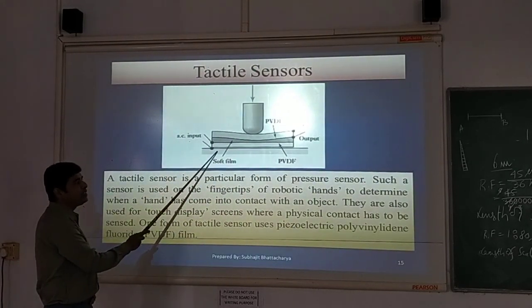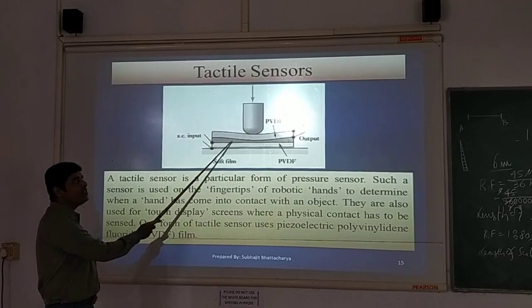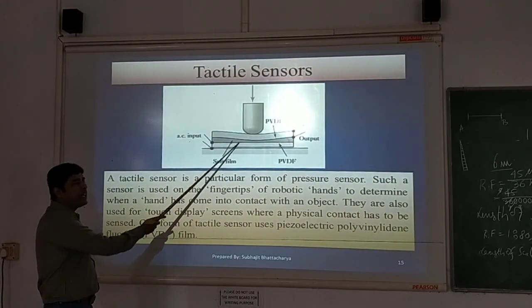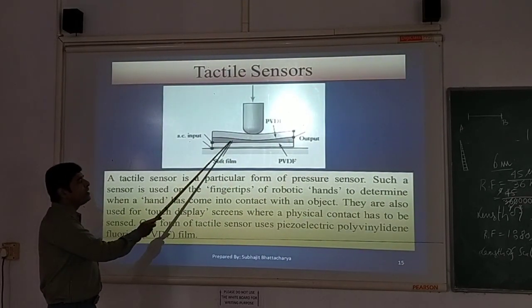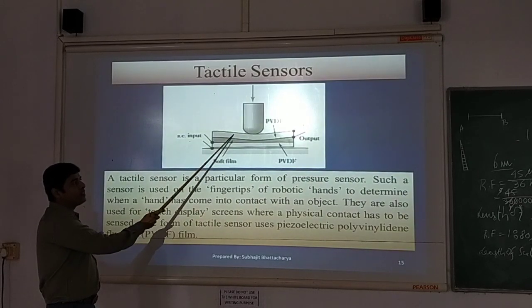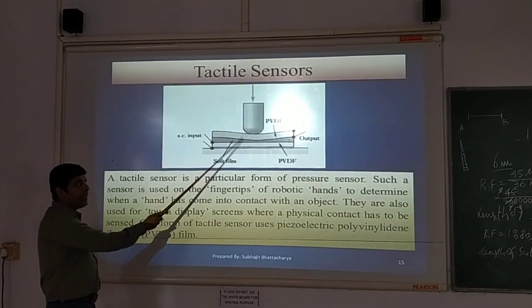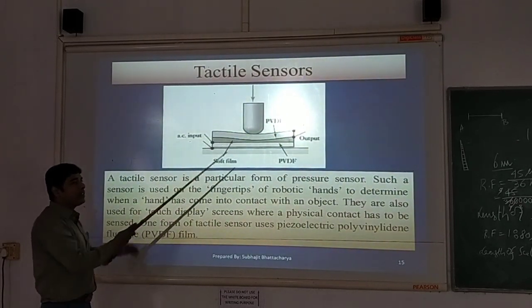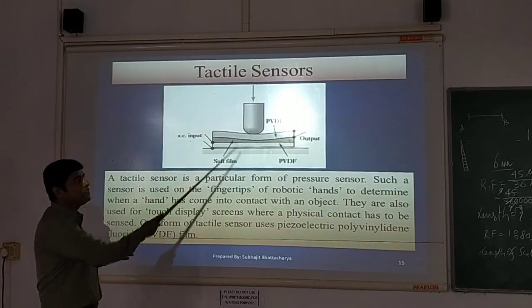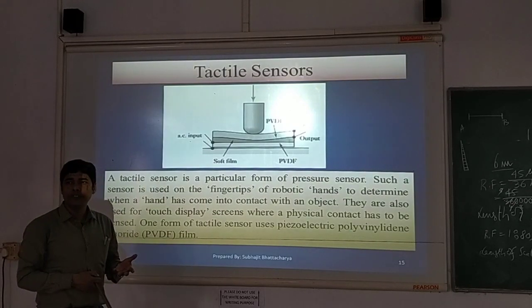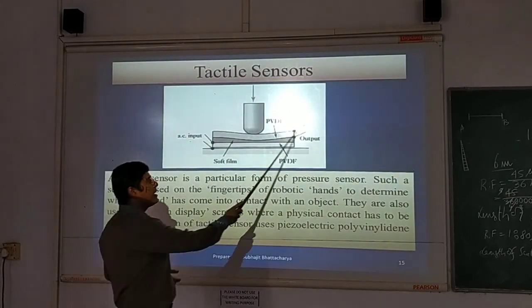Now some AC input is given. Due to reverse piezoelectricity, this will vibrate. Periodic compression and stretching means vibration. Through this soft film, the vibration will be transmitted to the upper film, and as it is vibrating, compression and stretching is occurring. This is also a PVDF piezoelectric film, so alternating current will be generated here. So that current is there.